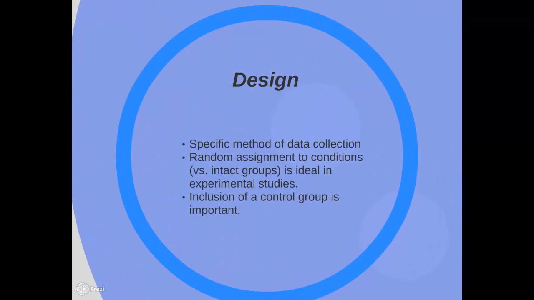This will describe the specific method of collecting data, such as survey research, correlational research, or experimental research. A key point here is in experimental research, where the researchers determine the conditions to which participants are exposed. If the individual participants are randomly assigned to conditions, for example, a treatment versus no treatment, this is a major strength. In contrast, if intact groups, such as entire classes or even entire schools, are randomly assigned to conditions, this is a limitation.